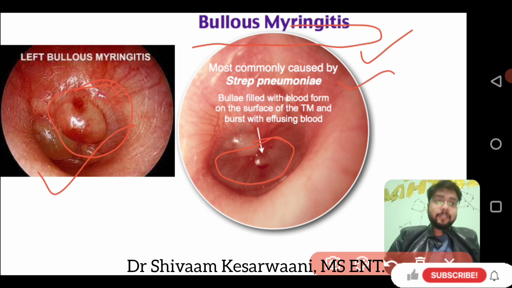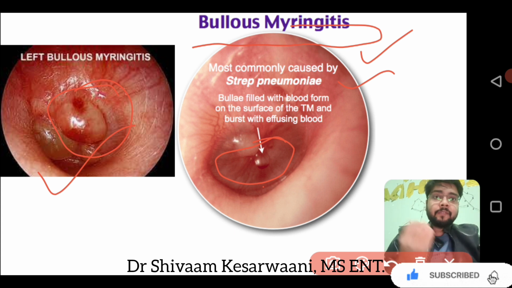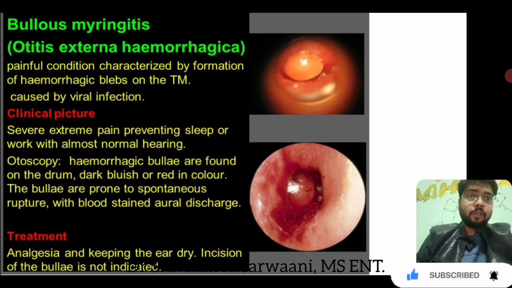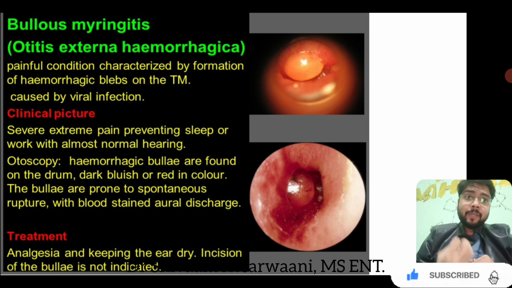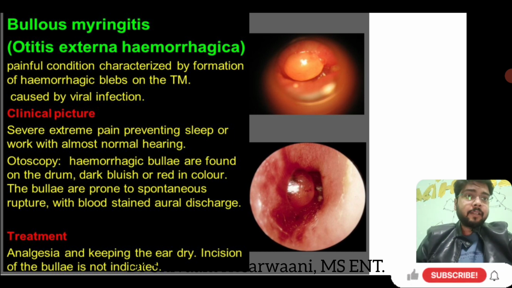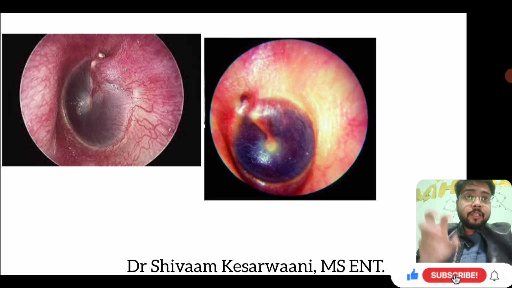Most common organism is Strep pneumoniae, right? So bullae are filled with blood on the surface of the TM and burst with effusion of blood. If these bullae rupture, there will be bloody discharge from them, right? So these are two images of bullous myringitis or otitis externa hemorrhagica, and this is a painful condition. Severe pain. Treatment is analgesics, keeping the ear dry, and incision of the bulla if needed, right? So do remember these otoscopic images because they now give you a spot diagnosis.